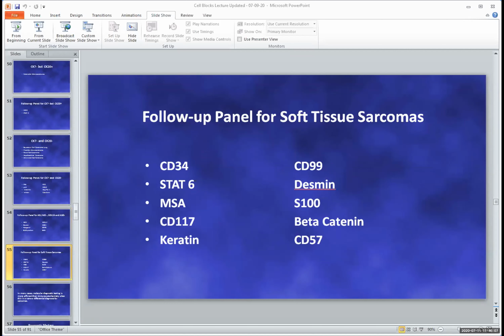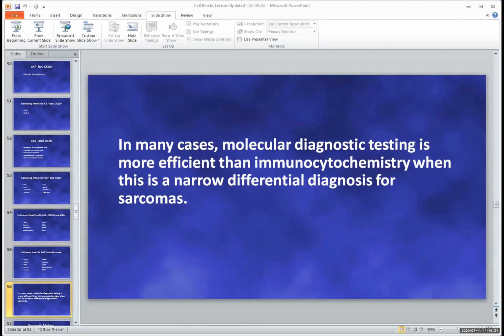Now, follow-up panel for soft tissue sarcomas. This is another possible set that can be used. I usually use the first one I showed you as my initial work, but this one will also be helpful in many, many cases. Now, if you really have a sarcoma, I think there's been some major advances in the last 5 or more years that we have found for sarcomas, much more so than carcinomas, very specific mutations that are associated with sarcoma types.